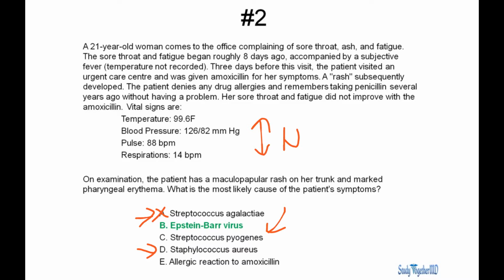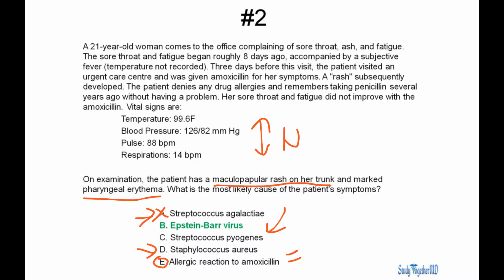Now, allergic reaction to amoxicillin is also a really good choice here, and we should exclude it right away so we can remove any kind of confusion. So let's see, the patient has never had a drug reaction before. Okay, that's one minus. And then we can see maculopapular rash on her trunk and marked pharyngeal erythema. Okay, so that should kind of lead us away from the answer in choice E.